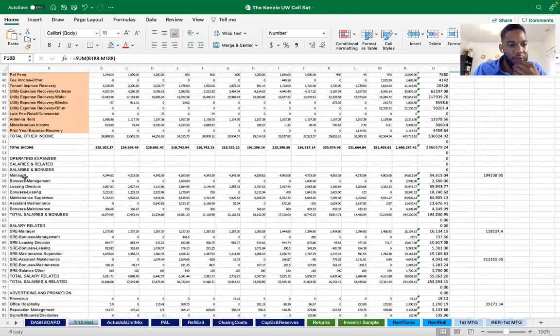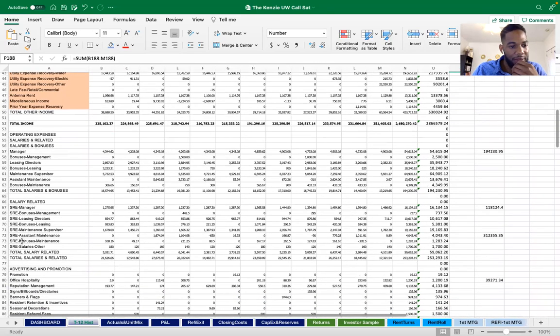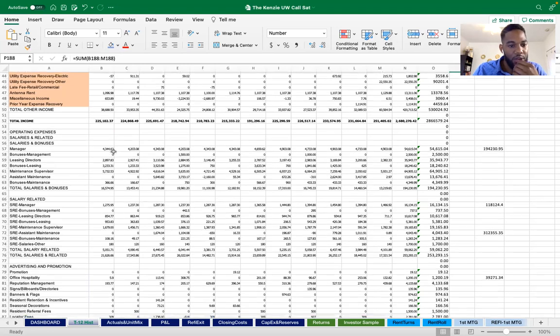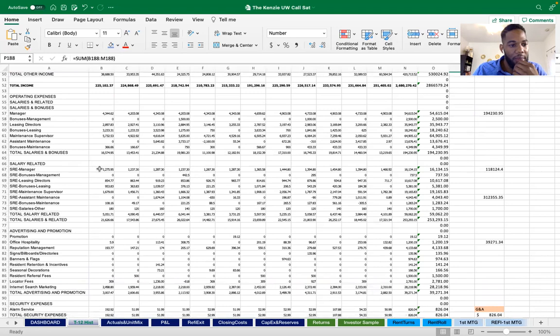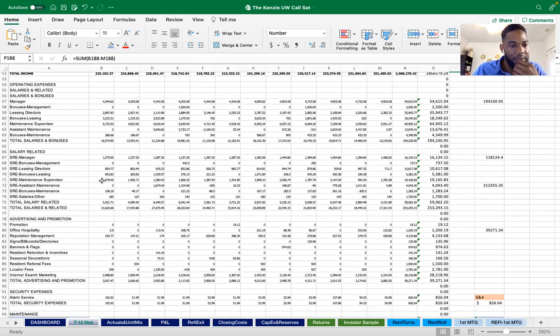Yeah. If you look at line items 57 through 63 and then 67 through 74, you see it broken out. This is bonuses for the leasing agents, this is a maintenance supervisor on property. You see bonuses for the maintenance supervisors, leasing director, a property manager, and this is also some sort of management fee related to the assistant maintenance supervisor.